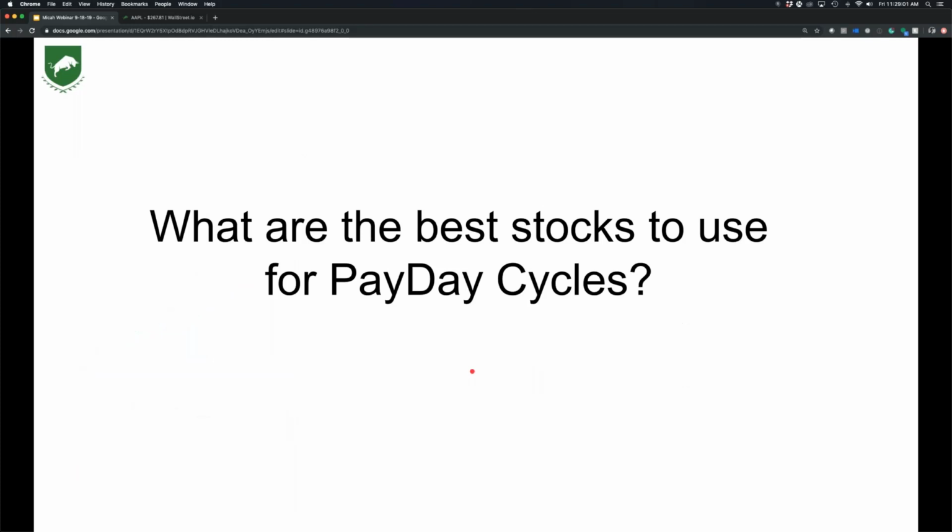So a lot of people have asked me, what are the best stocks to use for these payday cycles? So I got a couple I'm going to highlight here for you.